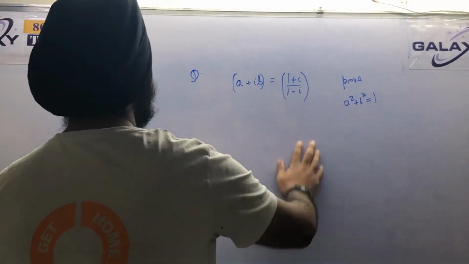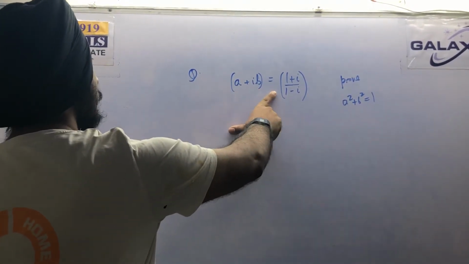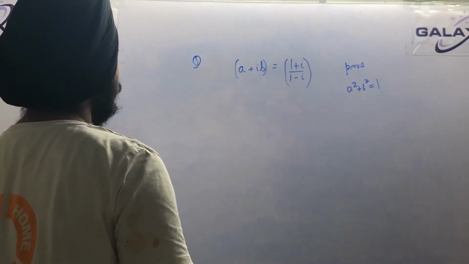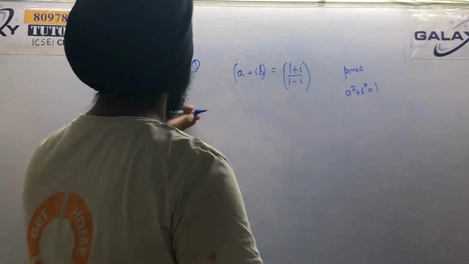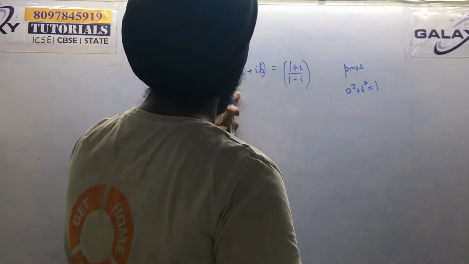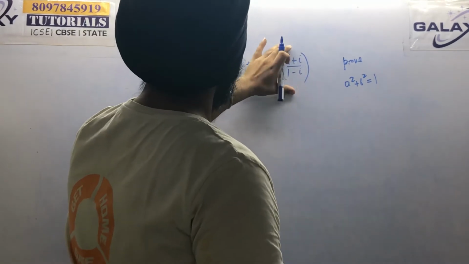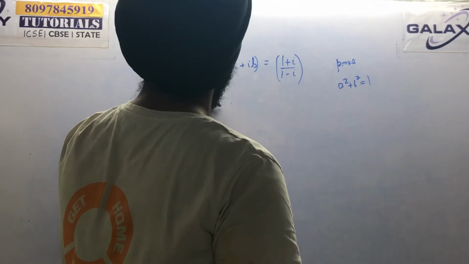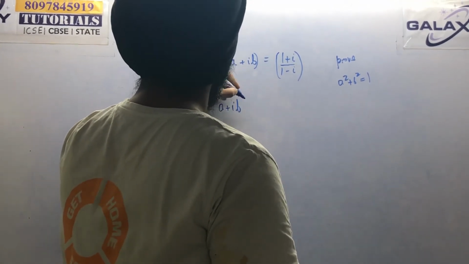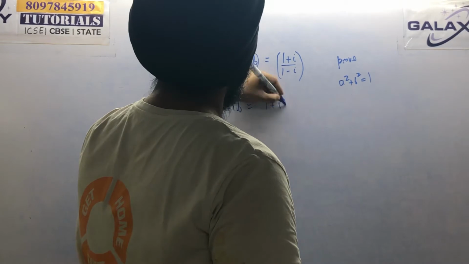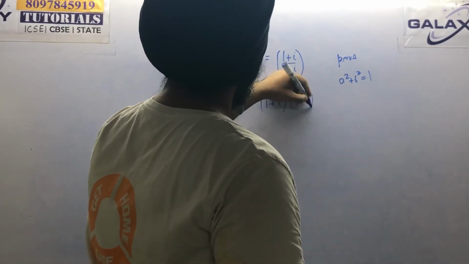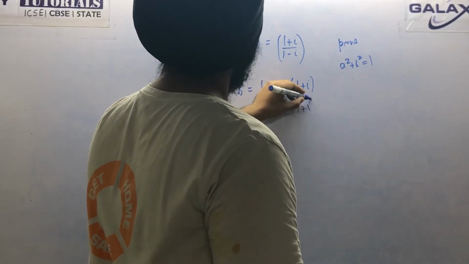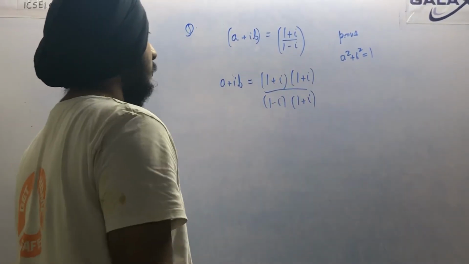So we have to prove this relationship is true if a plus iota b is equal to (1 minus iota) upon (1 plus iota). Okay, so how you can proceed is just cross multiply first, or what you can do is just take the conjugate and multiply on top and bottom. So a plus iota b is equal to (1 plus iota) into (1 plus iota) upon (1 minus iota) into (1 plus iota). I just took the conjugate and multiplied numerator and denominator.